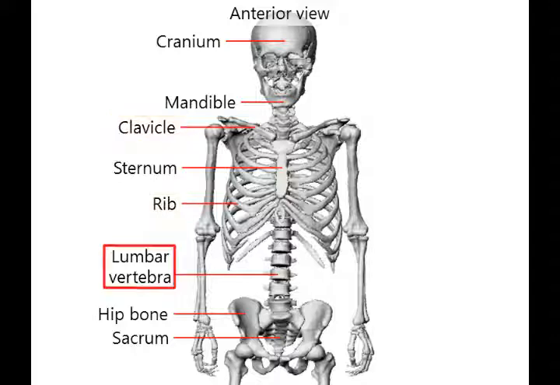The lumbar vertebrae and sacrum, which are part of the vertebral column, can be seen, and the hip bone, which is attached to the sacrum, can also be seen. The sacrum and hip bones form a barrier of the pelvis.